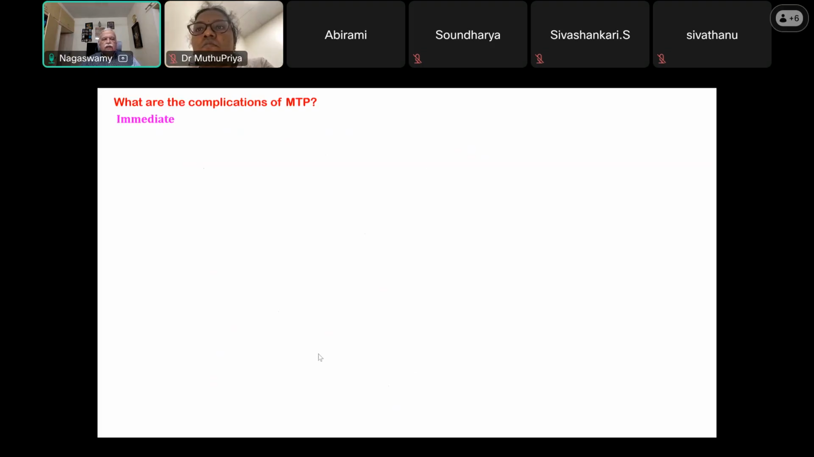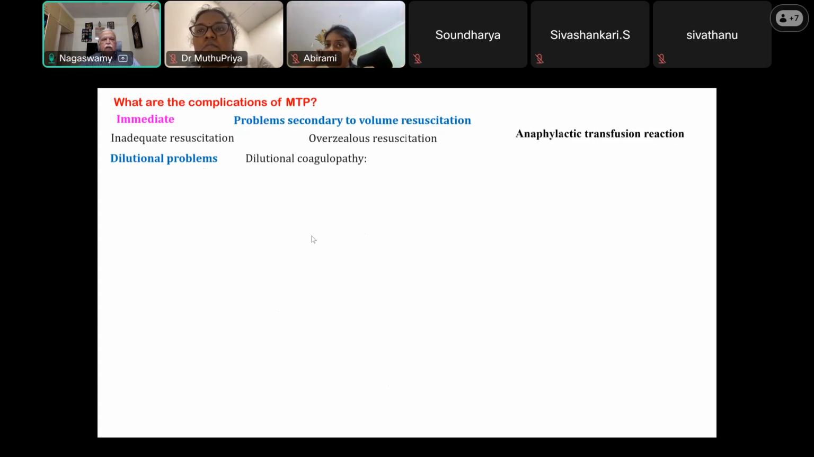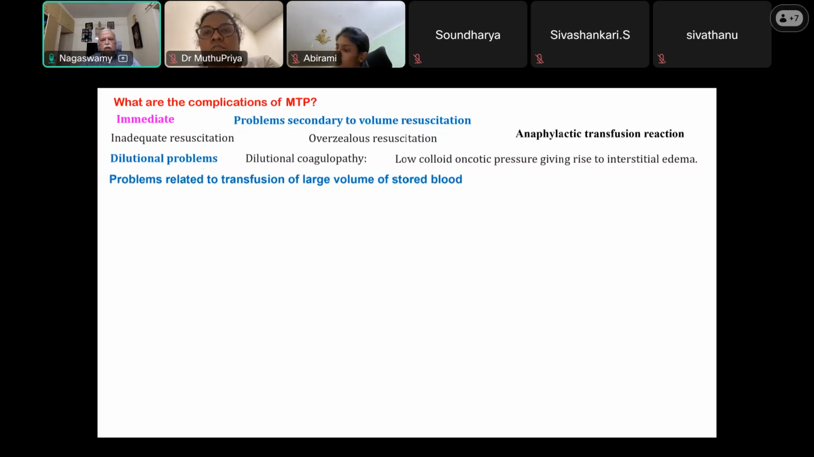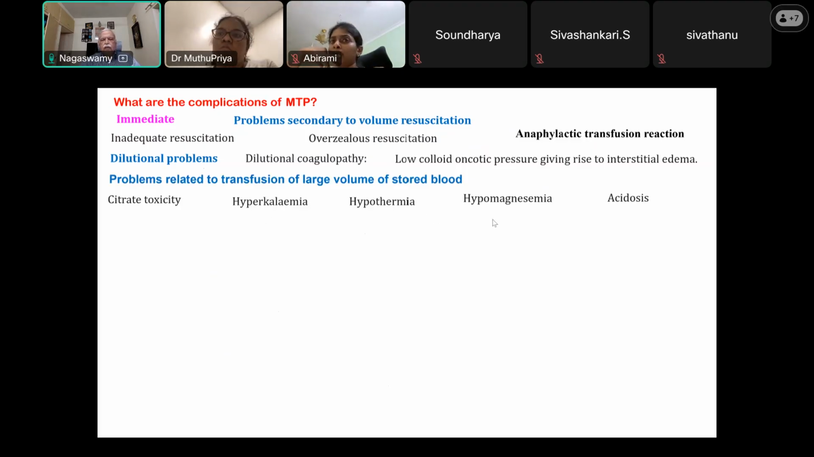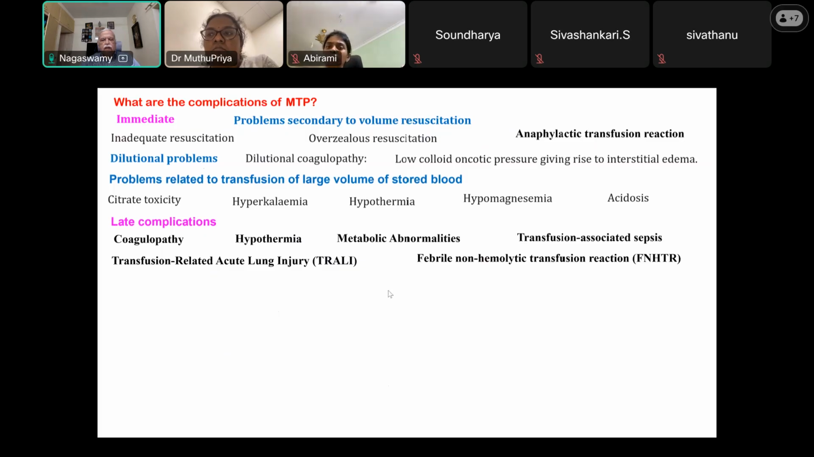The complications can be immediate problems secondary to volume resuscitation. Either it may be inadequate resuscitation or overzealous, and sometimes you may have anaphylactic reactions. Then you have dilutional coagulopathy, low colloid oncotic pressure, and problems related to transfusion of large volumes of stored blood like hyperkalemia, worsening the acidosis, lactic acidosis, all these things can happen. Citrate toxicity, hyperkalemia, hypothermia, hypomagnesemia, etc. And late complications are coagulopathy, immune modulation, metabolic abnormalities, and transfusion reactions, and febrile non-hemolytic transfusion reactions.